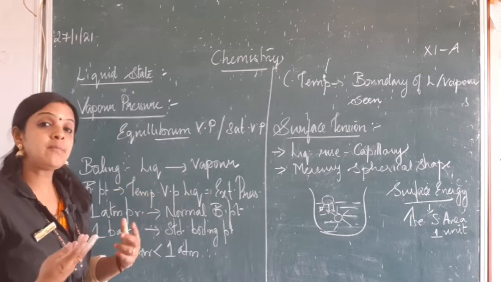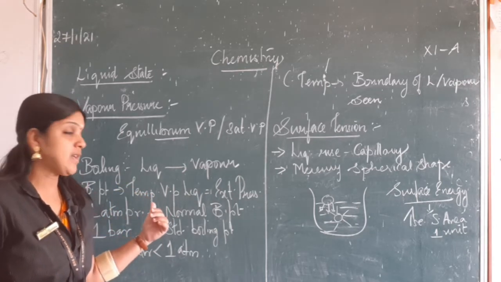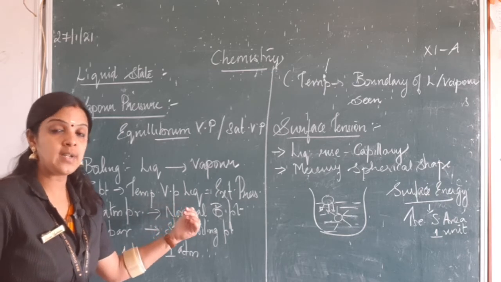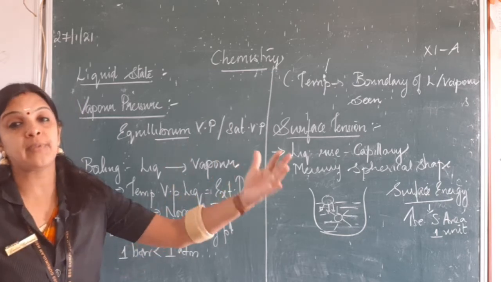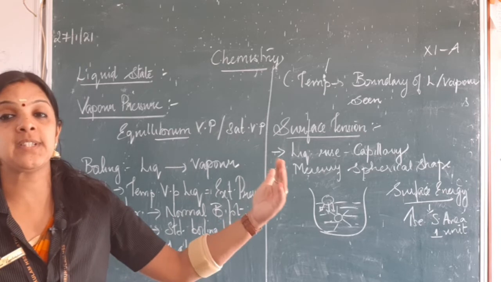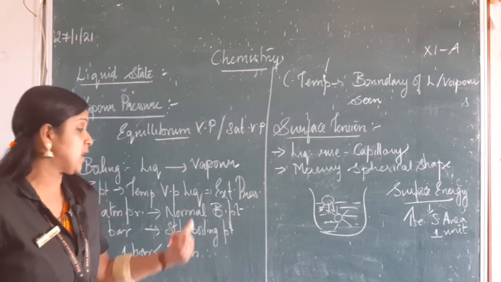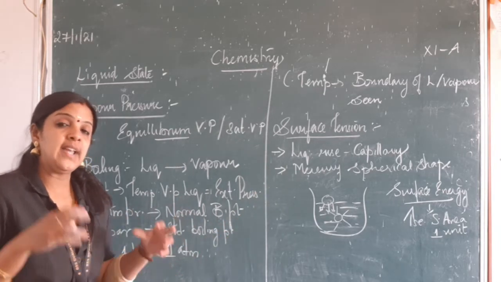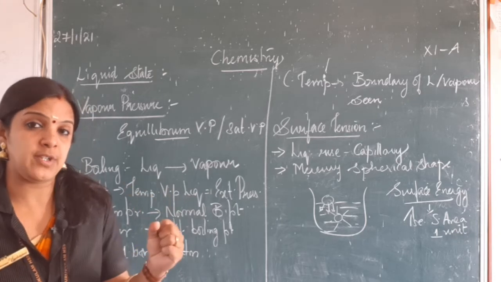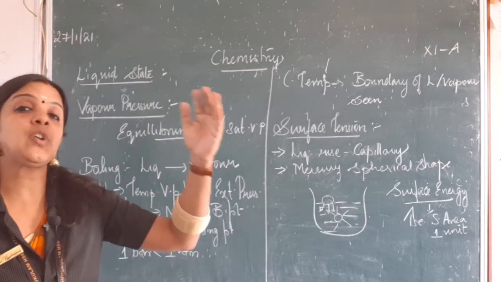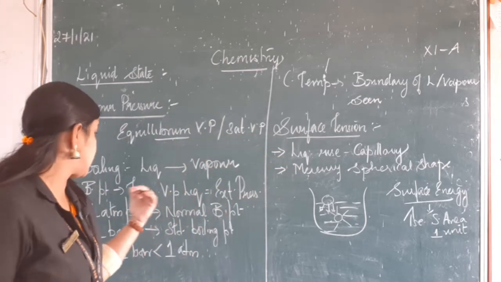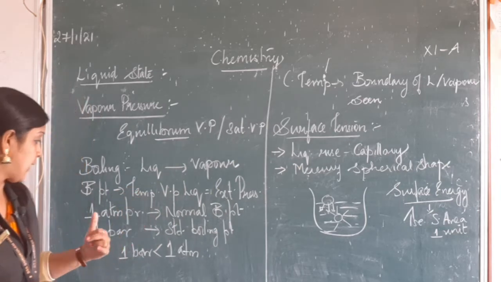So what is the boiling point? It is the temperature at which the vapor pressure of the liquid becomes equal to the external pressure, the external atmospheric pressure. Every liquid has a particular vapor pressure. When that becomes equal to the external pressure, we call that temperature the boiling point.